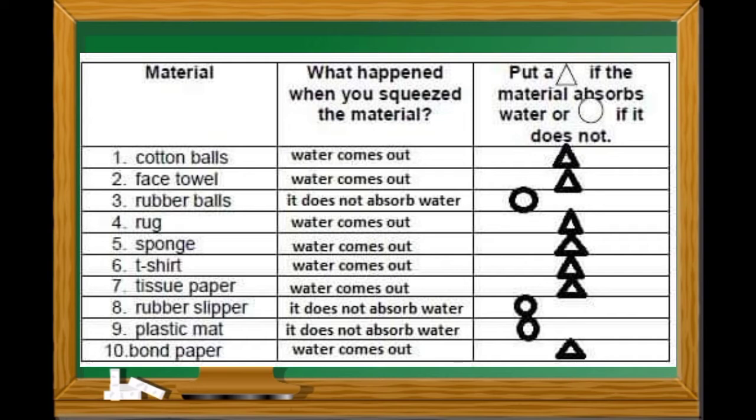Number 1, cotton balls. Water comes out. Triangle. Number 2, face towel. Water comes out. Triangle. Rubber balls. It doesn't absorb water. Circle. Rug. Water comes out. Triangle. Sponge. Water comes out. Triangle. T-shirt. Water comes out. Triangle. Tissue paper. Water comes out. Triangle. Rubber slipper. It doesn't absorb water. Circle. Plastic mat. It doesn't absorb water. And bond paper. Water comes out.